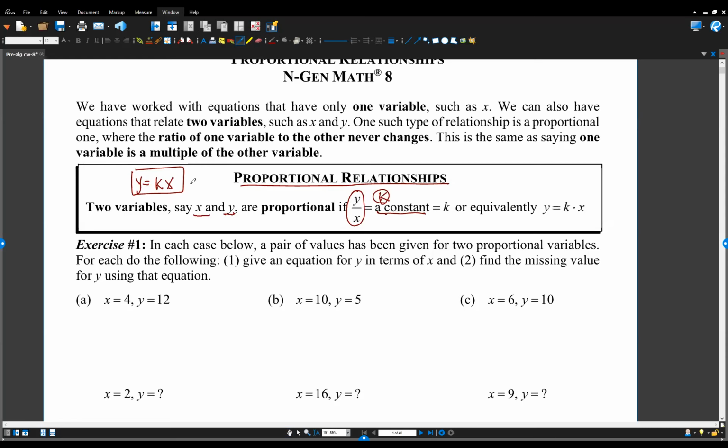So from here, you can find this, right? Times x. Okay, so I'm going to write down one more: Y over x equals k. So times x, y equals kx. This is what we call the equation form. K is some number that is the proportional constant. It can be 1, 2, 3, or 4. For example, if Y equals 3X, the proportional constant is 3.